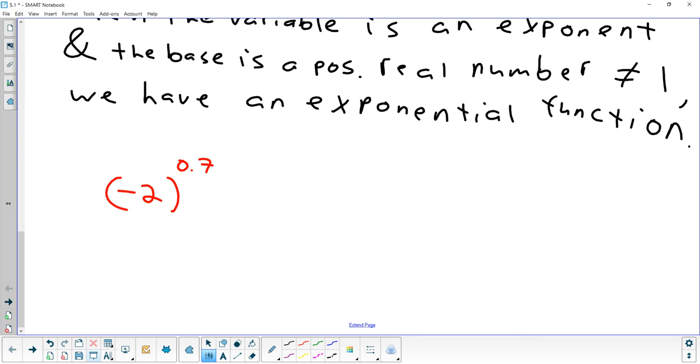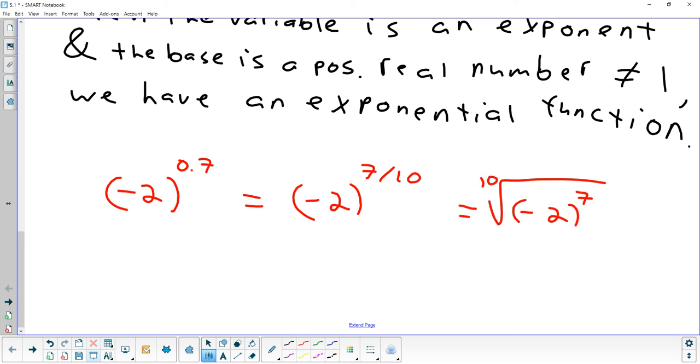I mean, 0.6 worked, and 0.5 didn't, because that was a square root. Yep, John? Here's a hint. It's to the 7/10 power, right? So what that means to do is take negative 2, raise it to the 7th power, and then take the 10th root. You can't take an even root of a negative number. That's why you can't do 0.7.